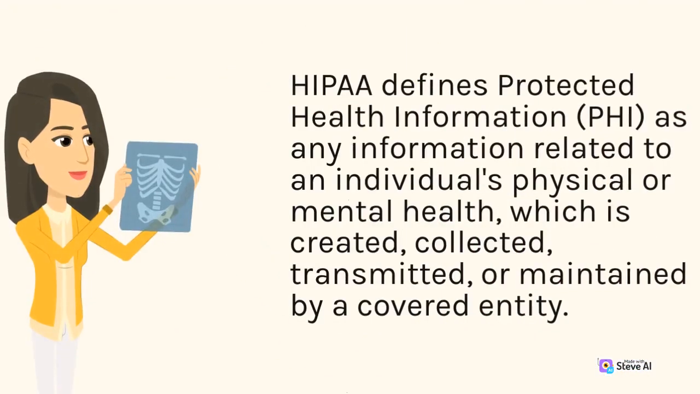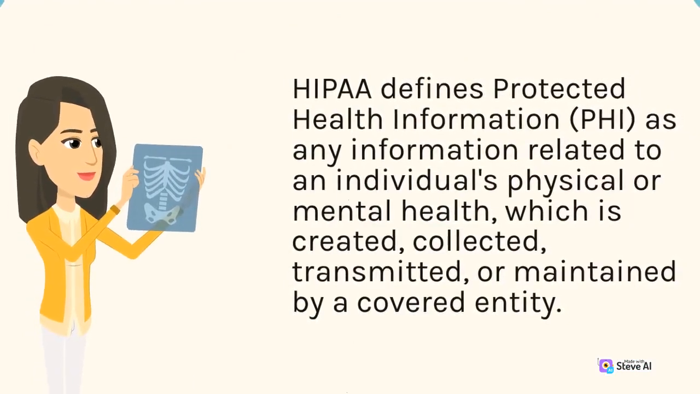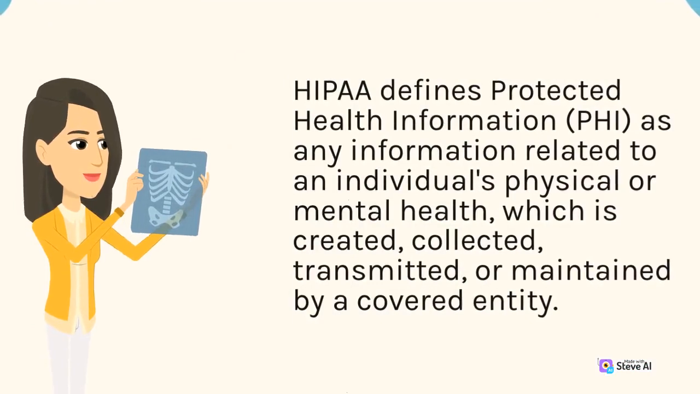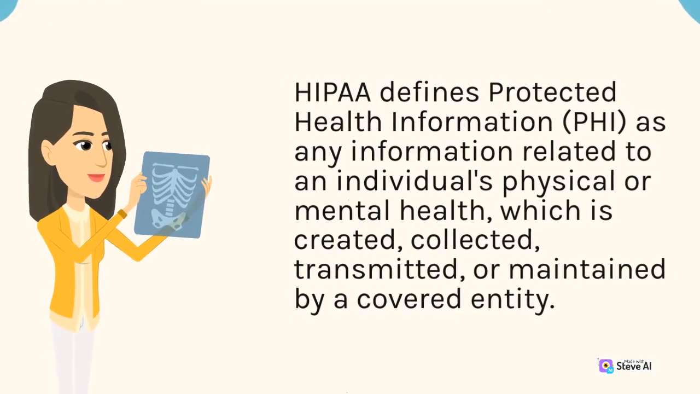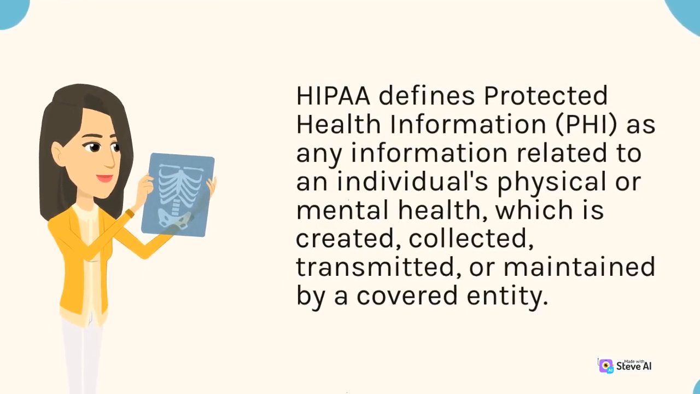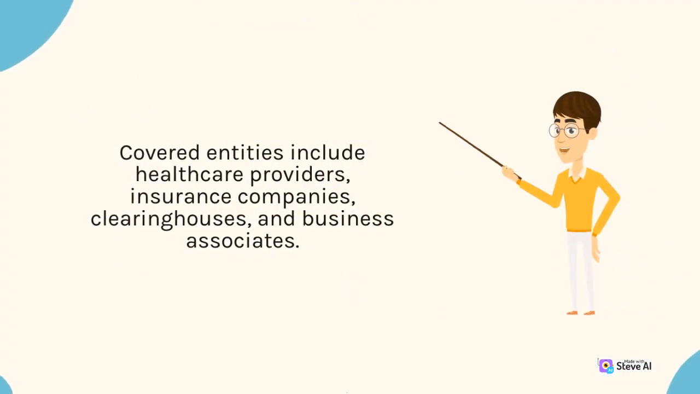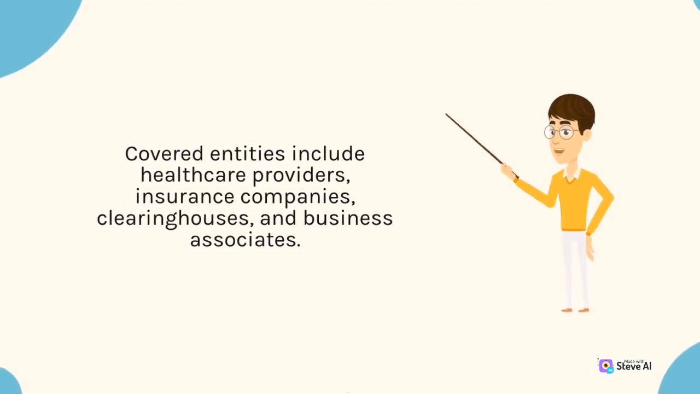HIPAA defines protected health information, PHI, as any information related to an individual's physical or mental health, which is created, collected, transmitted, or maintained by a covered entity. Covered entities include healthcare providers, insurance companies, clearinghouses, and business associates.